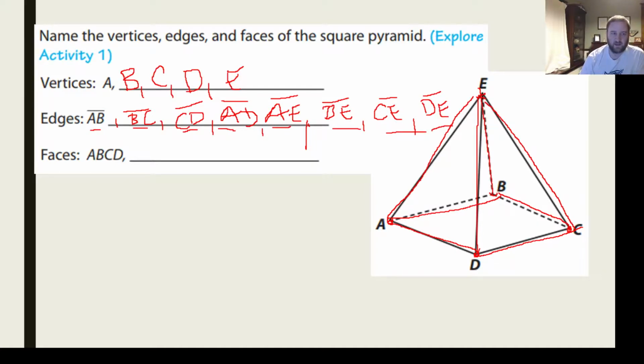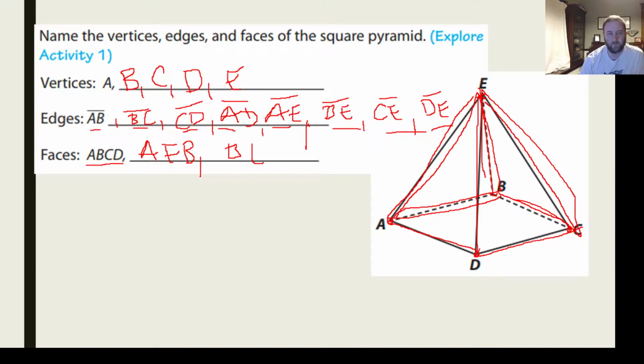Okay, the faces, it has the rectangular base listed first, A, B, C, D. Okay, we also want to list the triangular sides now. So AEB is 1. Okay, there's BEC. There's CED, and sorry, this is getting very chaotic all of a sudden, CED. And then there's one more, AED.